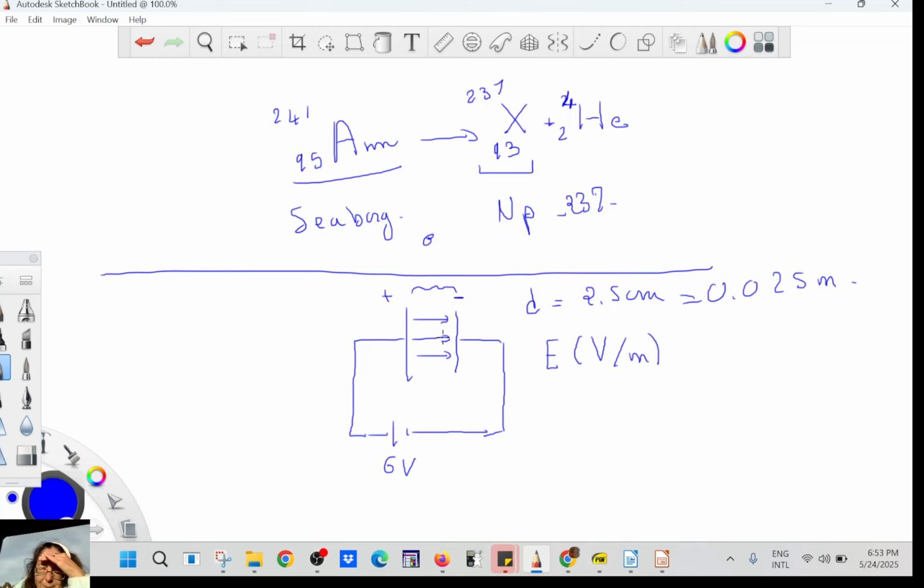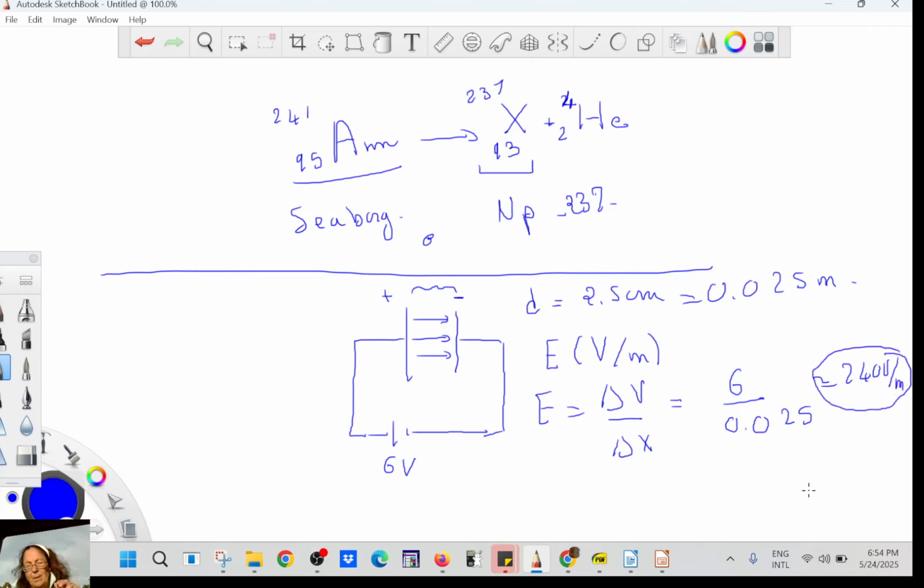Okay, so the electric field, remember, the unit is volts per meter. So the equation here, when you have a uniform electric field, which you will always have, it's going to be the voltage drop over the distance, delta x. So it's like a slope. So the electric field will be 6 divided by 0.025, and it's about 240 volts per meter. Okay, I think that's it.